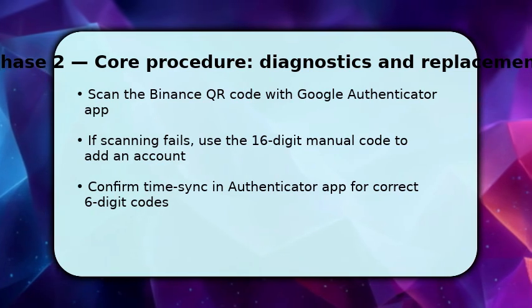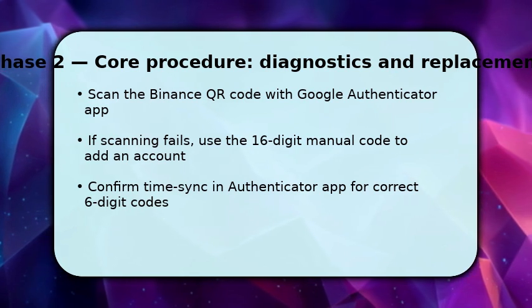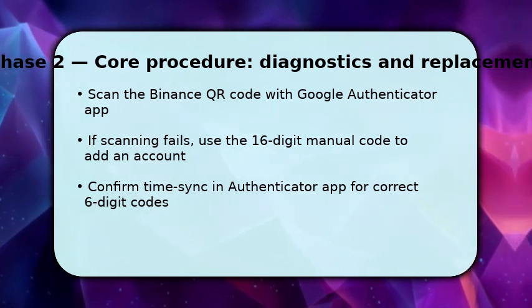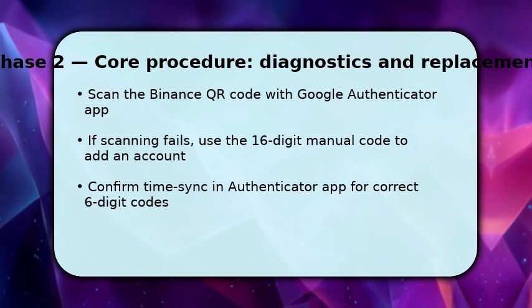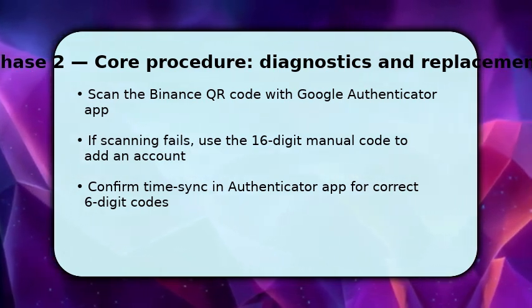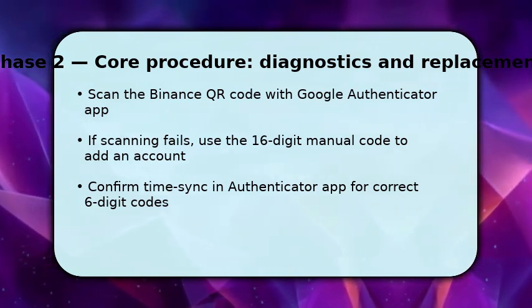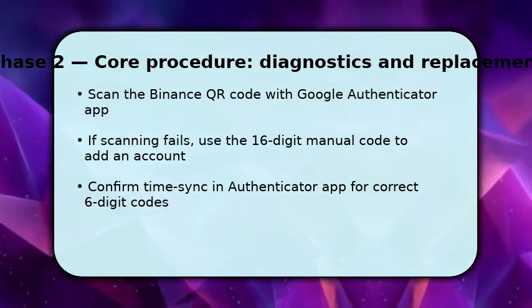You now open Google Authenticator and add a new account. Use the camera to scan Binance's QR code because it's fastest and avoids typos. If scanning fails, tap manual entry and paste the 16-digit key. This achieves the same result. Make sure your phone's clock or the app's time correction is synced. Inaccurate time causes mismatched codes.